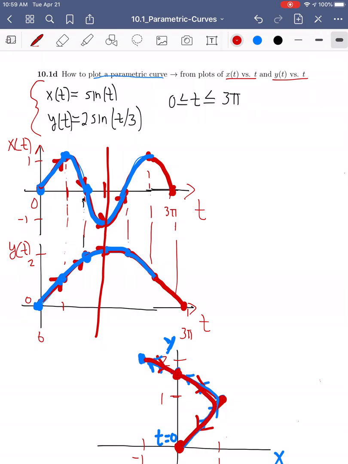So this is generally how we can try to sketch these parametric curves, coming from sketches of x versus t and y versus t. The big idea is we certainly go point to point and just ask ourselves what's happening to x and what's happening to y from point to point.